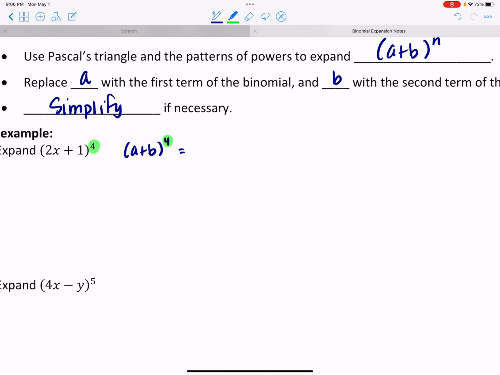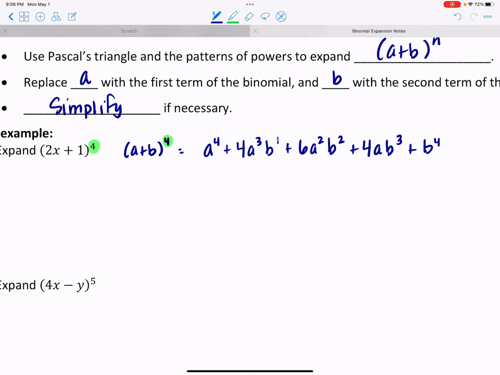I'm going to have a 1, and then it's going to be a to the fourth and b to the 0. And then I'm going to have a 4, a to the third, and b to the first. And then a 6, a to the second, b to the second. And then a 4, a to the first, b to the third. And then a 1, b to the fourth. And I say those ones, and I really don't like to write them, so let me just get rid of that. So 1a to the fourth. There they are. The coefficients from Pascal's triangle and the patterns of the exponents, a decreasing and b increasing.